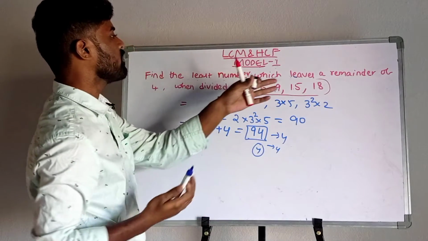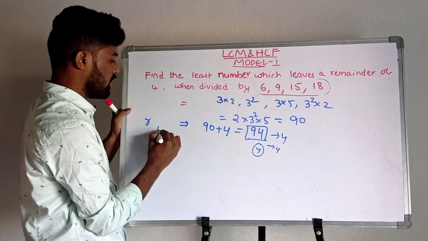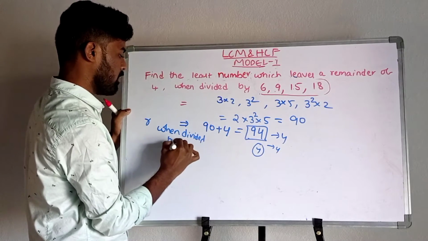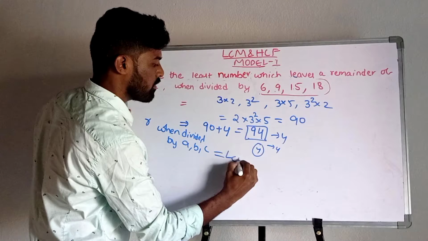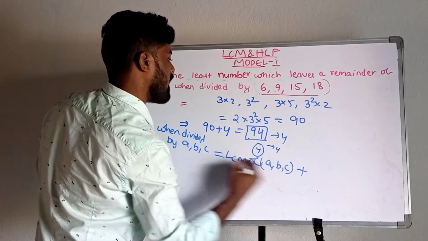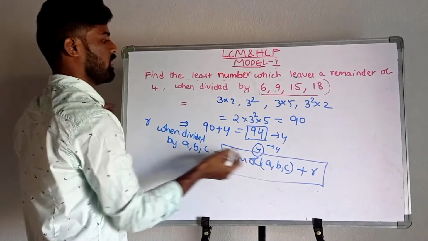That means when we have to find a number which leaves a remainder of r when divided by a, b, c, the formula is we first find the LCM of a, b, c, then we add the remainder. This is the formula to find it.